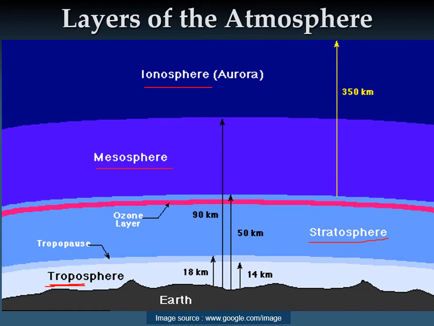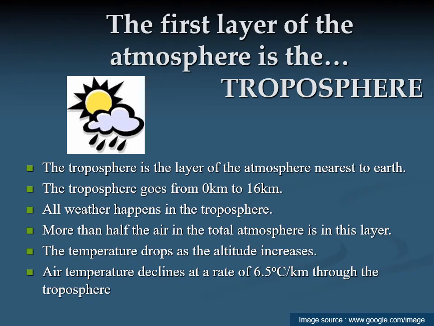So the first layer of the atmosphere is known as the troposphere. We are already aware of this name. It is the region of the Earth's atmosphere from the surface up to 16 or 18 kilometers, in which rapid mixing of atmospheric gases happens. So all the weather phenomena occur within this layer.